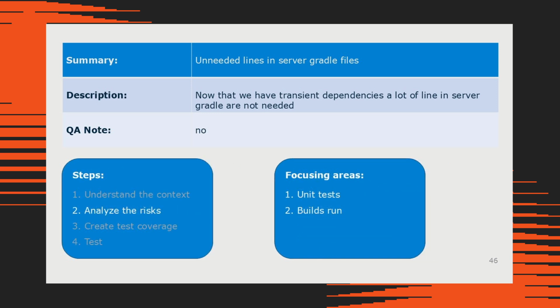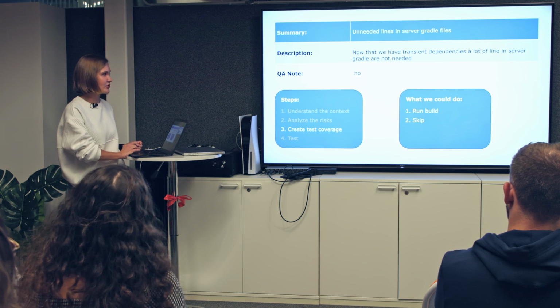Okay, analyze the risk. I have two focus areas in this ticket: unit tests and build runs. Since only these files were changed, they are my areas of interest. What could I do in this case? We can run the build, and either we have a successful build, and in this case the ticket would be passed, or we have an unsuccessful build, and we have a log file with errors and exceptions that we could check. Or we can just skip check-ins for this ticket.